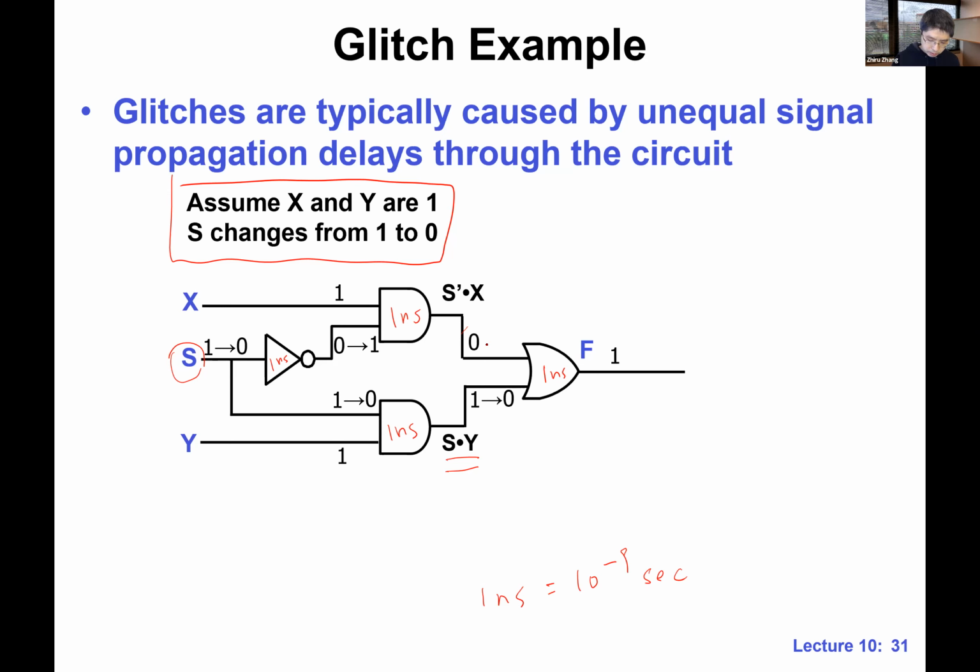So what's going to happen? What's going to be this value? In the next nanosecond, in time 3, it's going to change to 1. And at the same time, in time 3, F is making a change from 1 to 0. Is this clear to you guys? Why is that the case?